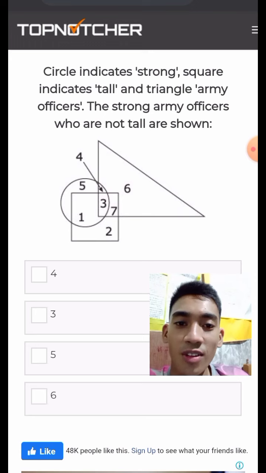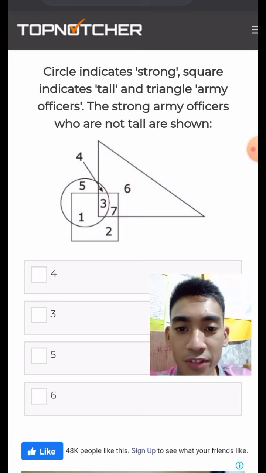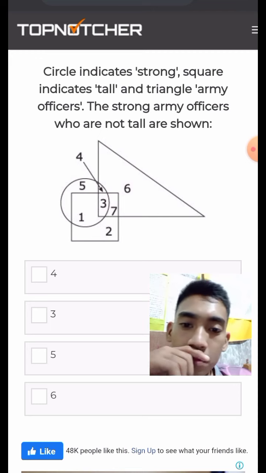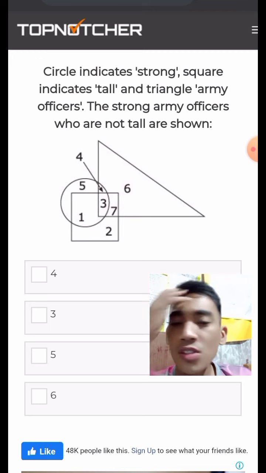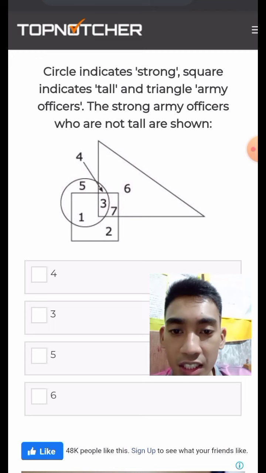Circle indicates strong. Square indicates tall. Triangle, army officers. The strong army officers who are not tall are shown. If these army officers are included in the circle, therefore they are strong. It's number 4.